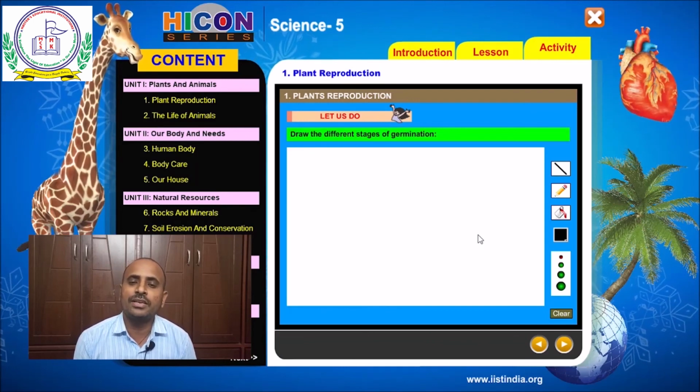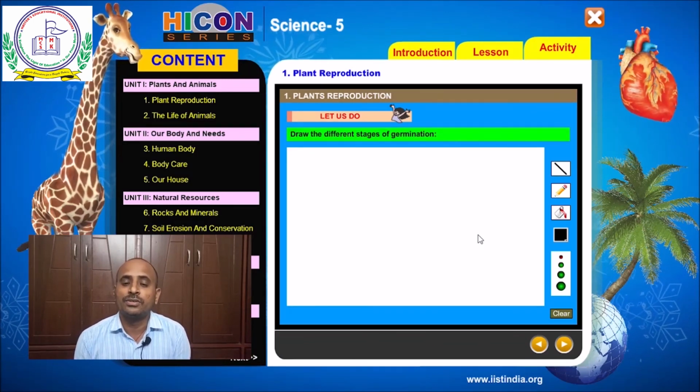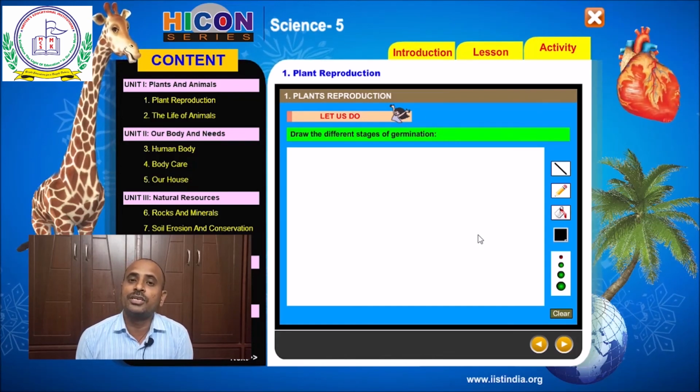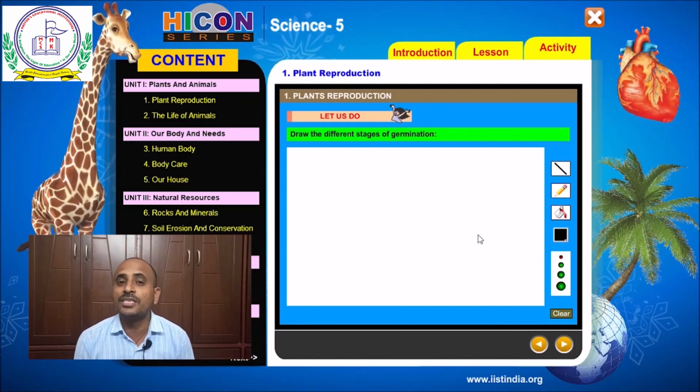So just like this, there are different stages in the germination of a seed. So draw the picture of seed germination, which is present in your textbook, in your notebook.